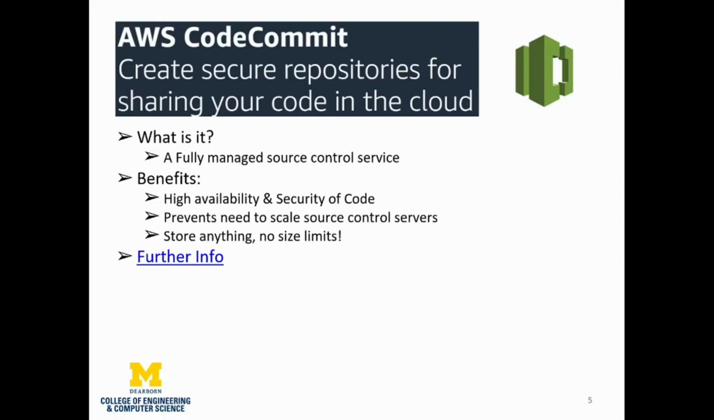So really, what does that mean? It's a fully managed source control service using Git as its backbone. If you're familiar with GitHub, this is AWS's version of GitHub, basically. What are the benefits? High availability and security of your code. It also removes the need to scale source control servers, and you can store anything with no size limits.